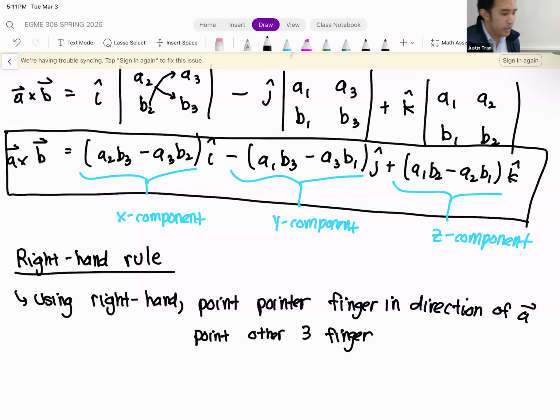I have to remember that when I'm explaining the right-hand rule, I say you use your other three fingers. So don't use your middle finger, otherwise you might accidentally flip someone off.